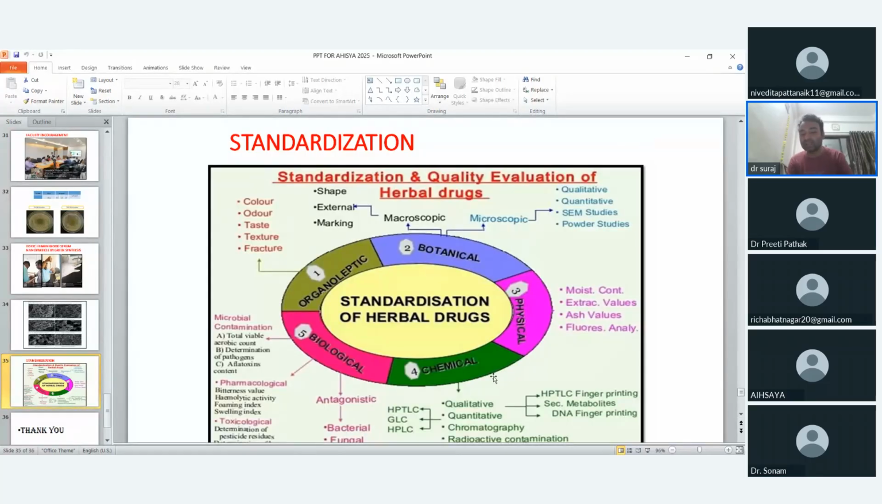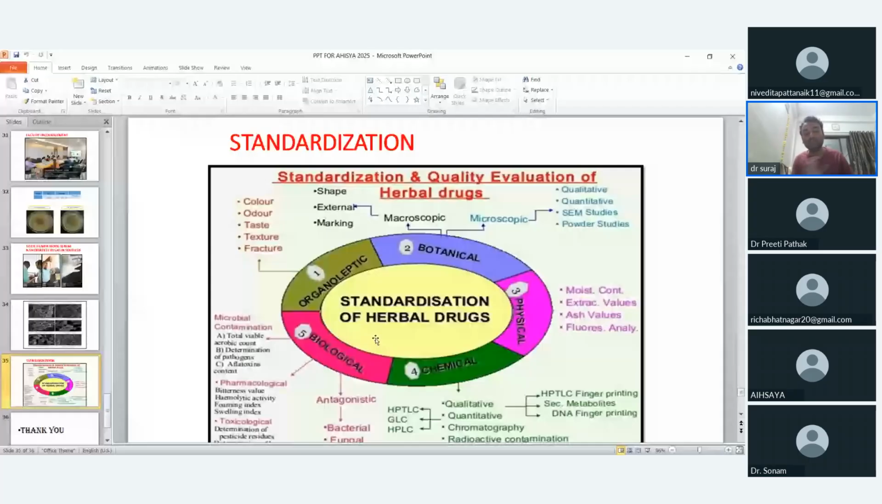In the chemical, we have chromatography, HPTLC, GC, GCMS, DNA fingerprinting. These are all chemical properties for such minute and microstructures. In the biological evaluation, we go for in vitro study, in vivo study, microbial contamination, and antagonistic. In the previous slide, I already taught you the in vitro study in the cup-plate method, Candida albicans. So this comes under biological evaluation. So just to prepare the nanoparticle is not our main aim.